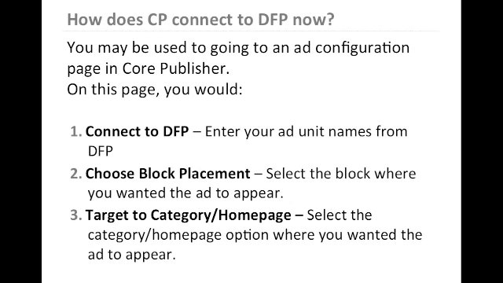How does Core Publisher connect to DFP in your current setup, in your current theme? You may be used to going to an ad configuration page in Core Publisher, and on this page you would connect to DFP by entering your ad unit names from your DFP account. Choose block placement, so select the blocks where you want the ad to appear, and target to a category or your home page. So you could select the category or homepage option where you want your ad to appear.